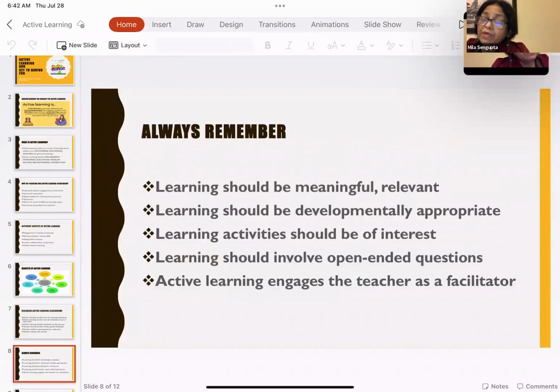And always remember some of the following facts that I'm going to discuss. So learning should always be meaningful and relevant, meaning whatever the children are learning should be developmentally appropriate, and it should have some meaning or relevancy to them. There should be clear goals and objectives for what the children should be learning. What are the learning outcomes?